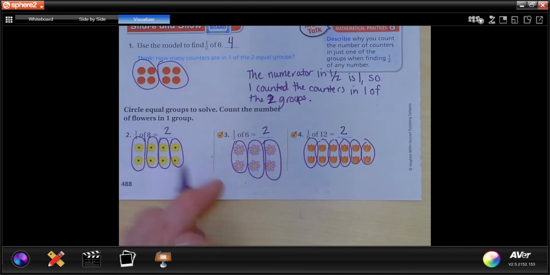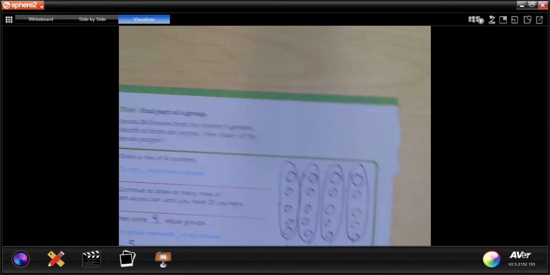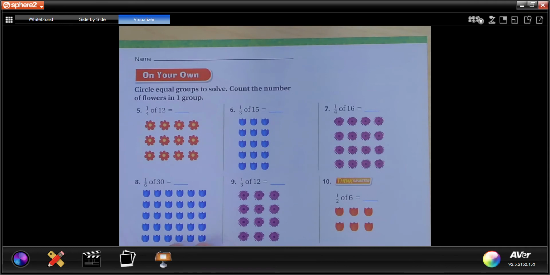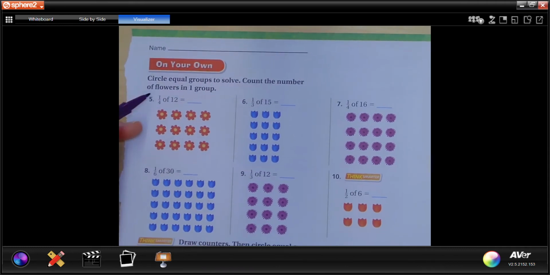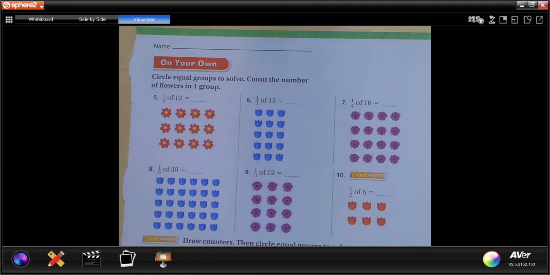If you didn't have a chance to get all this written down yet and get these finished, make sure you pause it as we move along. We're going to move on to page 489. On your own. Circle equal groups to solve. Count the number of flowers in one group.